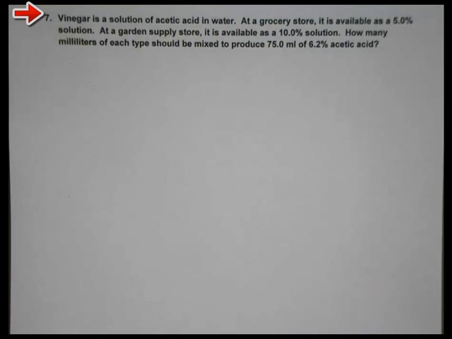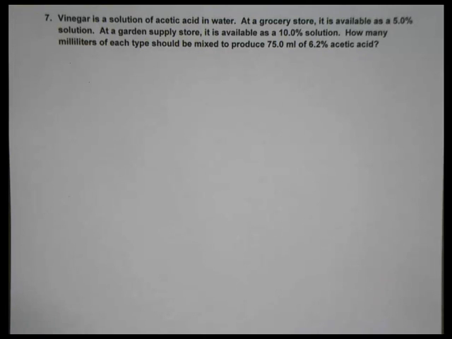Exercise 7. Vinegar is a solution of acetic acid in water. At a grocery store, it is available as a 5.0% solution. At a garden supply store, it is available as a 10% solution. Vinegar, by the way, is amazingly useful. You can ingest it as part of your salad dressing, perhaps, or you can use it to kill microorganisms. It just does all kinds of things. Anyway, how many milliliters of each type should be mixed to produce 75 mLs of 6.2% acetic acid?